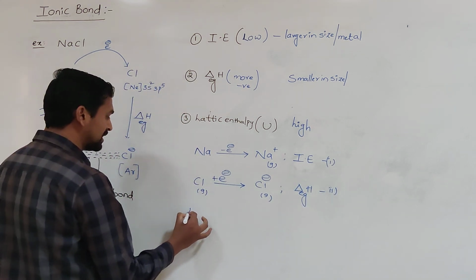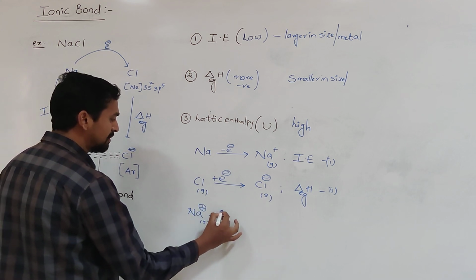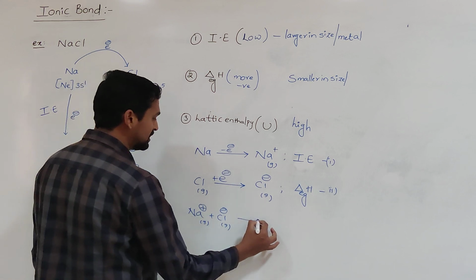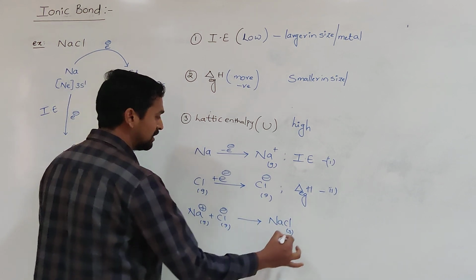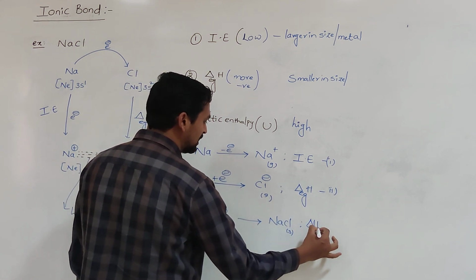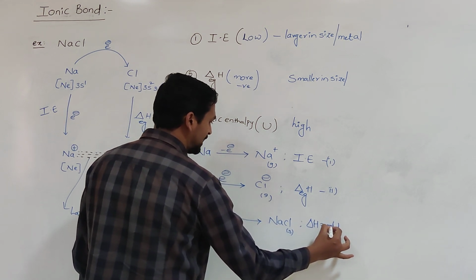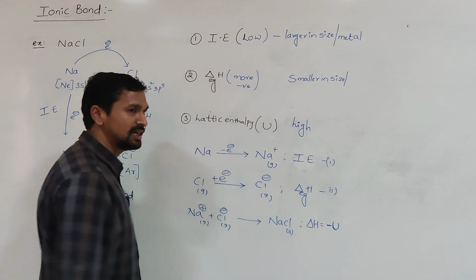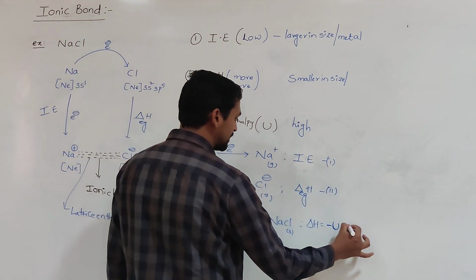These two, Na+(g) and Cl-(g), are held together, which results in the formation of 1 mole of ionic solid, NaCl(s). During this, a certain amount of energy is released, which we write as delta H equals minus U. The minus sign clearly indicates that energy is released, and that is called lattice enthalpy. So this is the third step.